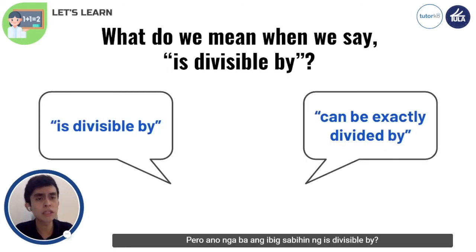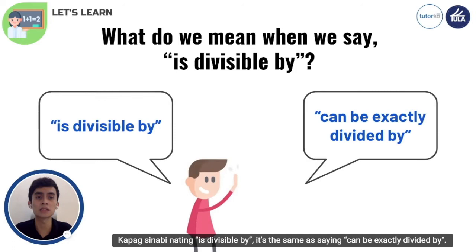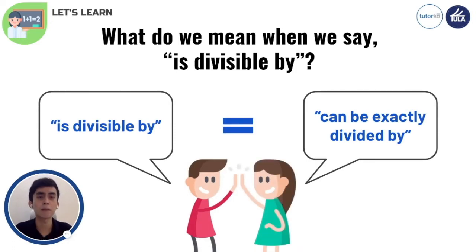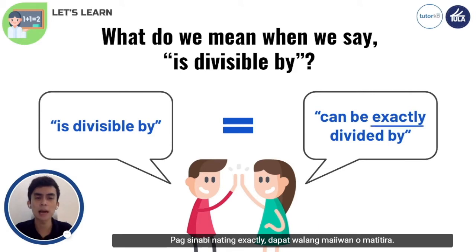Pero ano nga bang ibig sabihin ng is divisible by? Kapag sinabi natin is divisible by, it's the same as saying can be exactly divided by. Pag sinabi natin exactly, dapat walang may iwan o matitira.